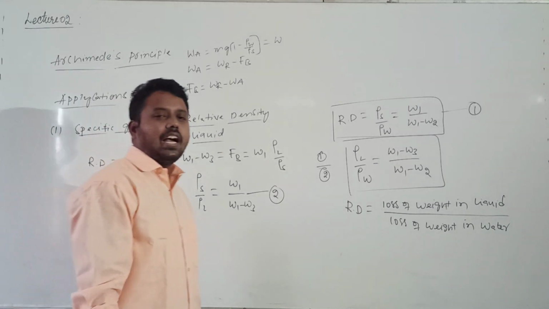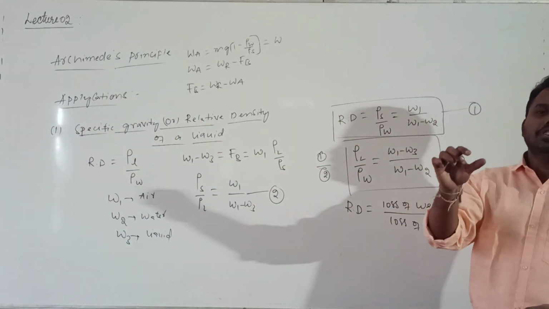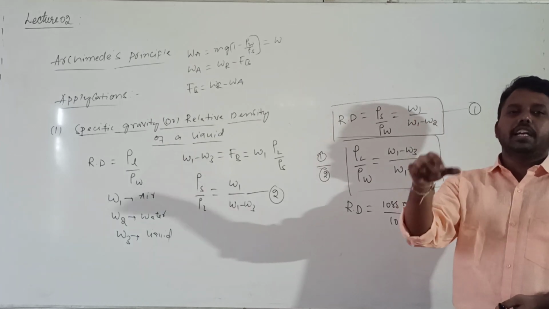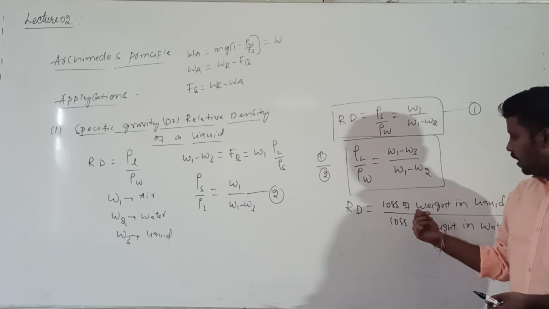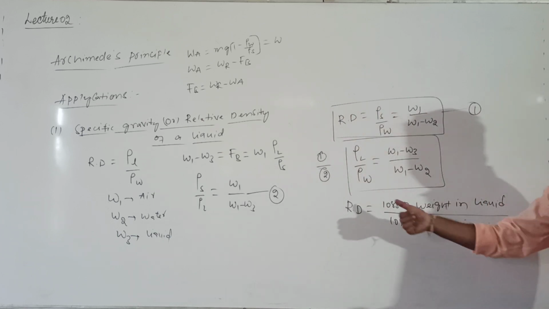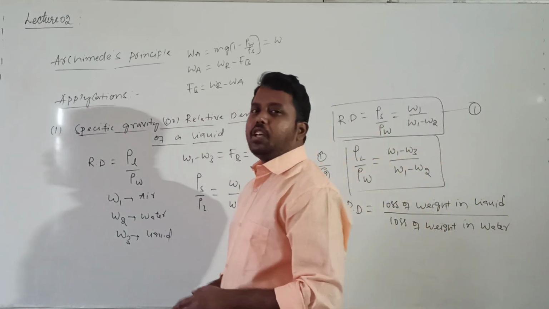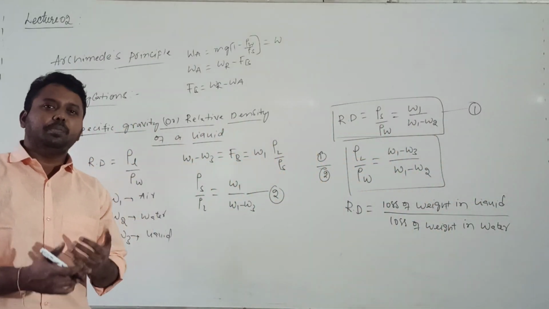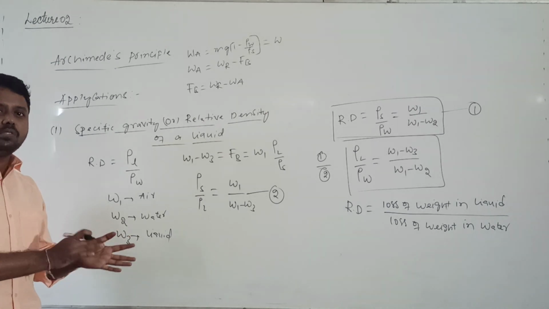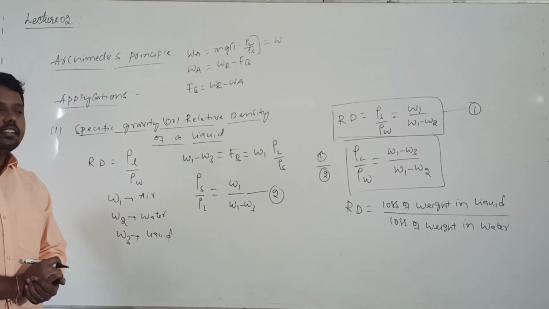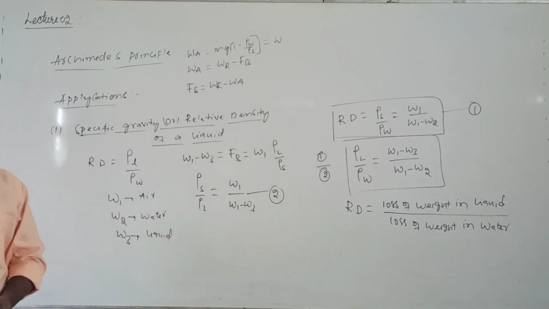Understood? To calculate the relative density of the given liquid, take one object solid. Immerse that solid first in water, find the loss of weight in water, then find the loss of weight in liquid. Then that ratio will give you the relative density. Relative density is unitless and dimensionless because it is purely a ratio. That's why it has no units and no dimensions. Understood? That was the second application: specific gravity or relative density of a given liquid.